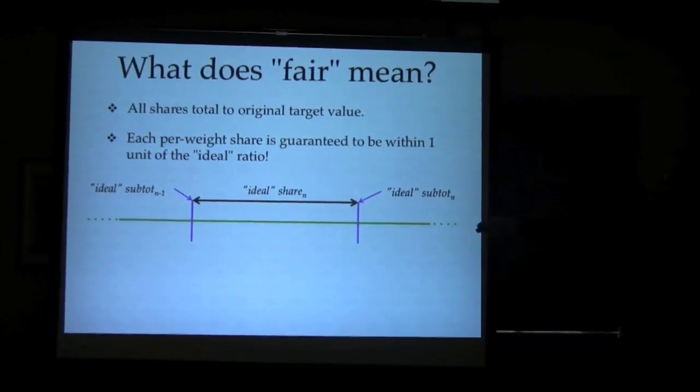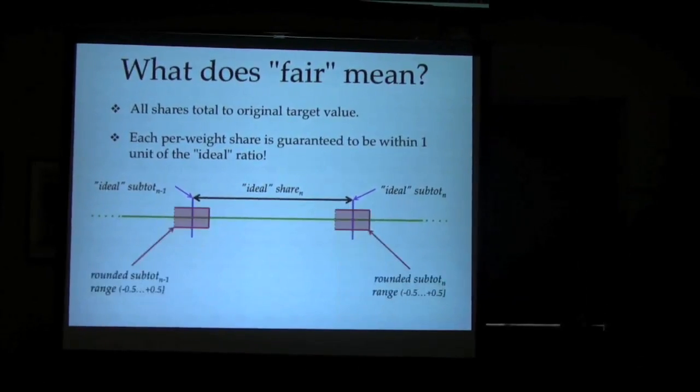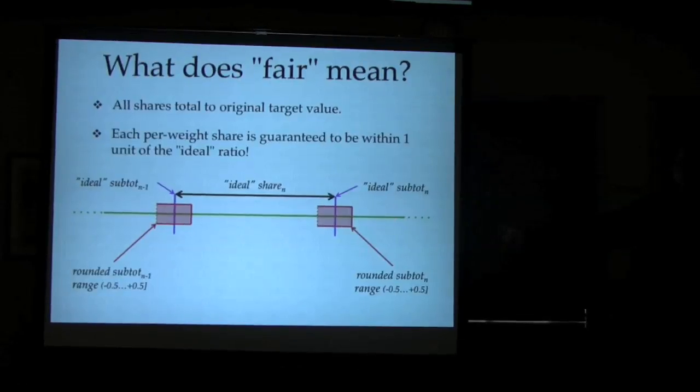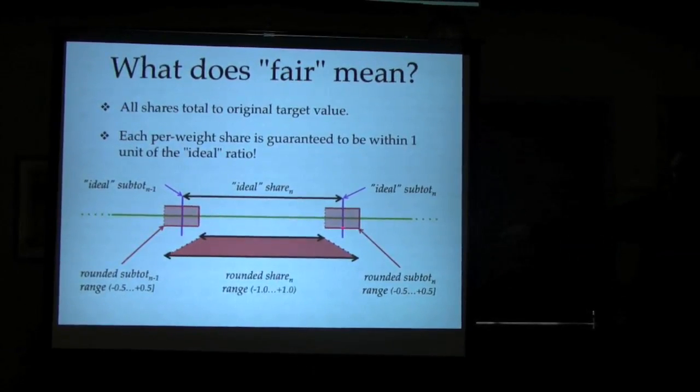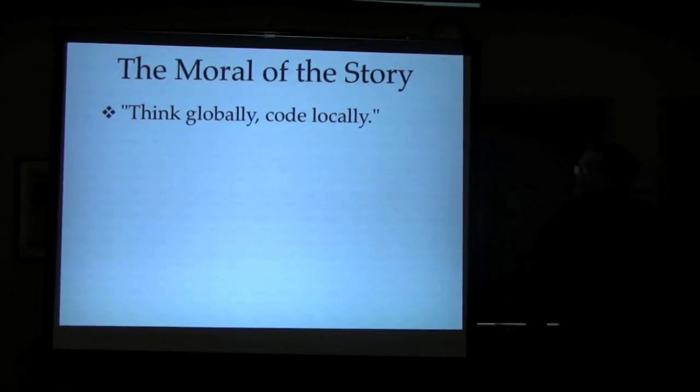How do we know that? Well, the ideal share is the difference between ideal subtotals. When you round the subtotals, you're going to get a value that's within 0.5 either way. Therefore, the differences between those are going to be within 1 either way. Guaranteed. The moral of the story: think globally, code locally.